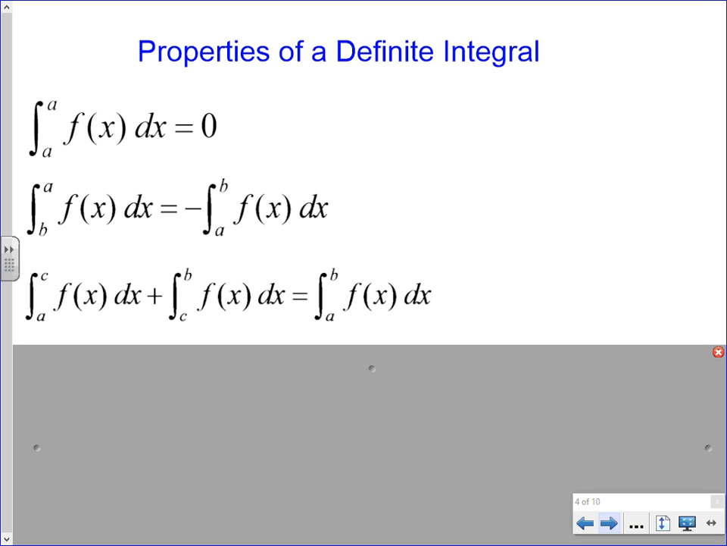If we take two integrals, the integral from A to C plus the integral from C to B, basically C is in the middle of A and B. If we add them together, it's really the integral from A to B. So if we go A to C and add it to C to B, that's the same thing as A to B.